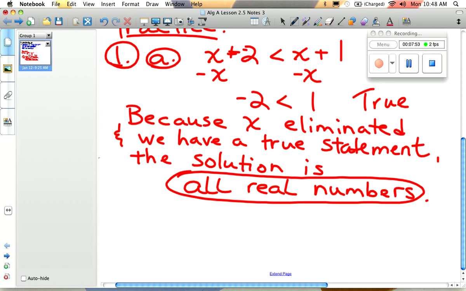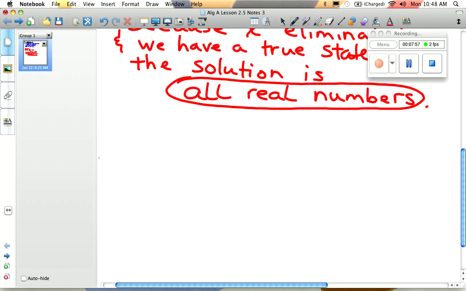So I'm not going to have you graph these. You get to just write. You don't get to stop at the true, though. You have to stop and say to yourself, oh, the variable eliminated, I ended up with something that's true. That tells me that I have to write down what the solution is, and the solution is all real numbers. Okay? Let's try another one.